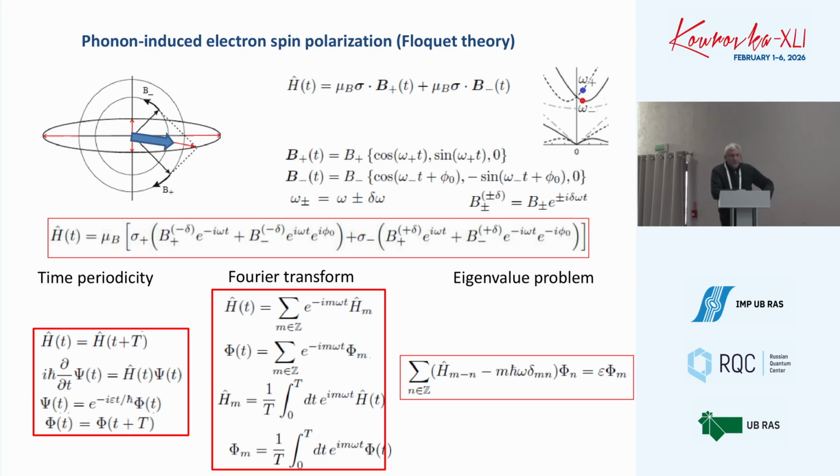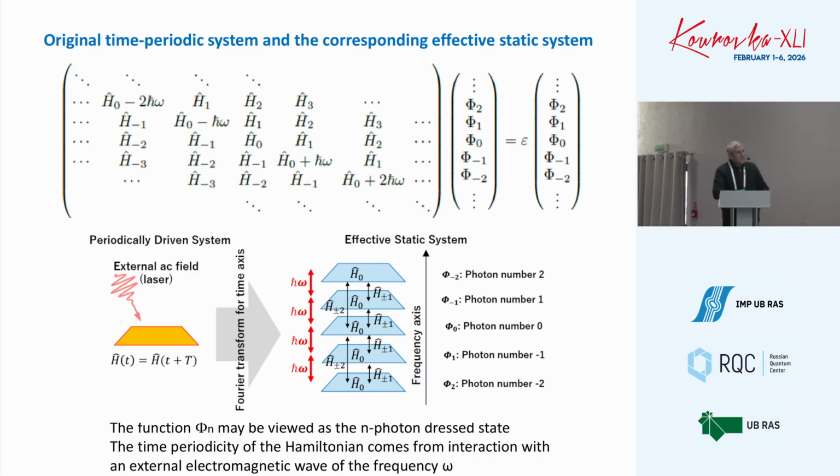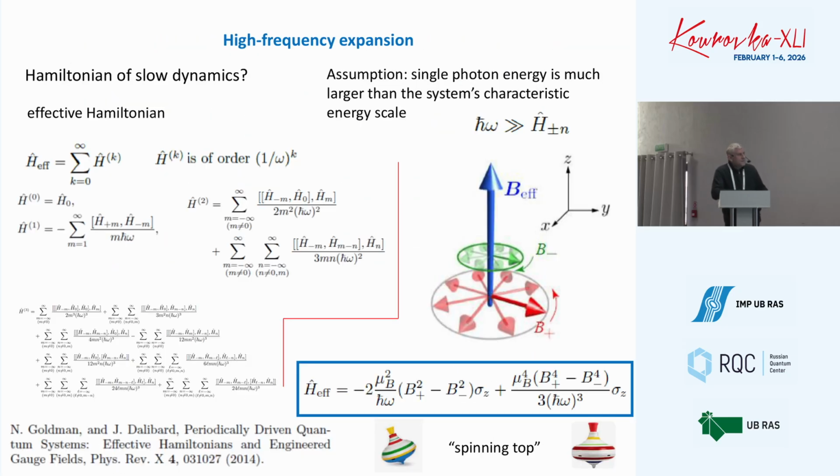We can consider the interaction of spin with two circularly polarized fields, and the problem can be solved within Floquet analysis. I skip needless details. We can apply the so-called high frequency expansion. It's valid if the spin has zero energy and the frequency of the rotating magnetic fields is very high, of the order of 10 terahertz. So we can construct a perturbation scheme and derive the effective Hamiltonian. Details can be found in this review, Goldman and Dalibard.